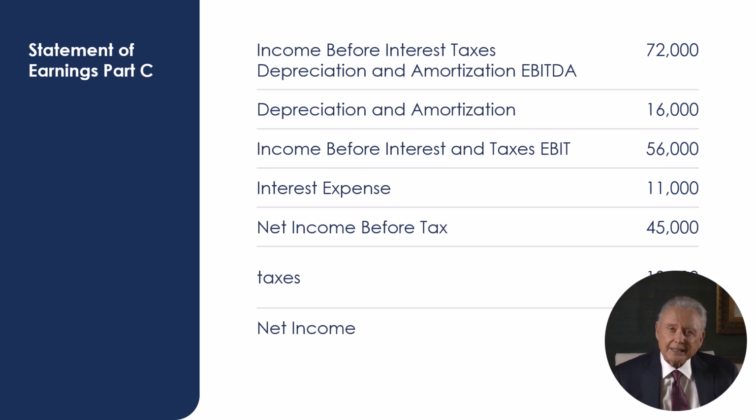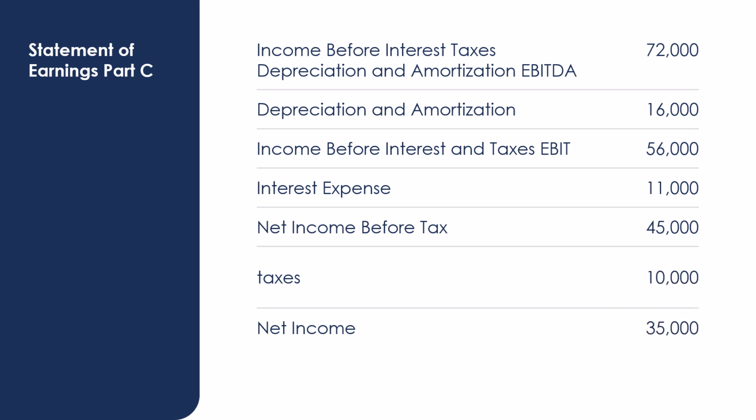In this slide, we have taken depreciation expense out of operating expense. We arrive at income before interest, taxes, depreciation, and amortization, EBITDA, $72,000. EBITDA is not recognized by the Financial Accounting Standards Board, but it is a meaningful metric of cash flow from operations used on Wall Street. Deduct depreciation, $16,000. We get EBIT, or income before interest and taxes, $56,000. Deduct interest, $11,000. We get income before tax, $45,000. Deduct taxes, $10,000. Net profit, $35,000.